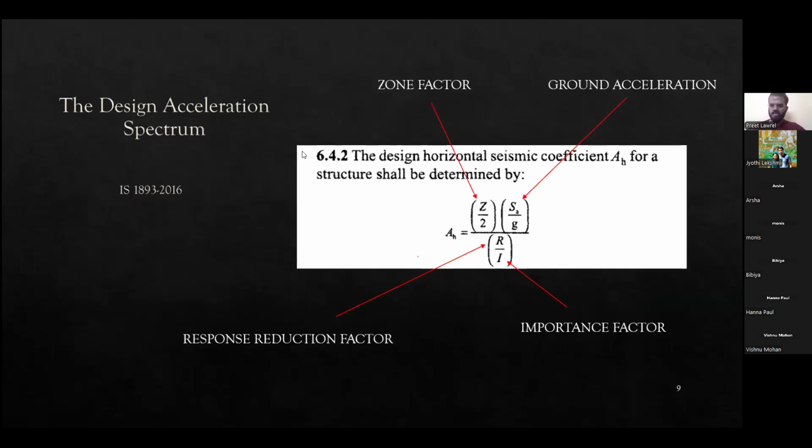Now, if we go back to the main equation, you will see that R value is in the denominator of the equation. That's why it's called response reduction. So if your R value is 5, that means the whole force is being divided by 5. If your R value is 3, it is being divided by 3. So the greater your R value, the lesser is the force coming on your structure.